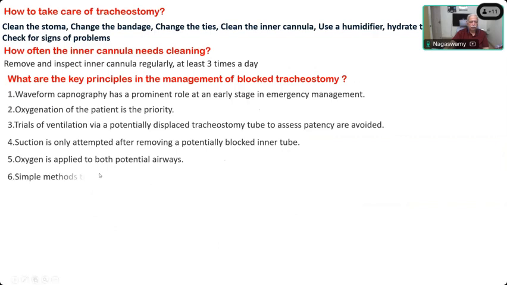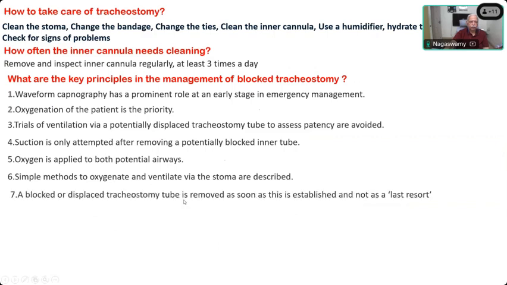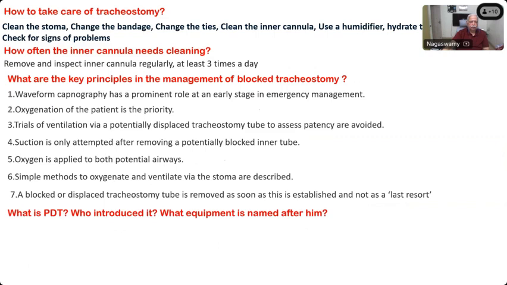Oxygen can be applied to the face as well as through the hole. Simple methods to oxygenate and ventilate via the stoma are described. A blocked or displaced tracheostomy is removed as soon as this is established and not as a last resort. Don't wait too long to remove the tracheostomy tube, because once you remove it, some hole will be there. The patient will be able to breathe through that. So don't wait till the last minute.